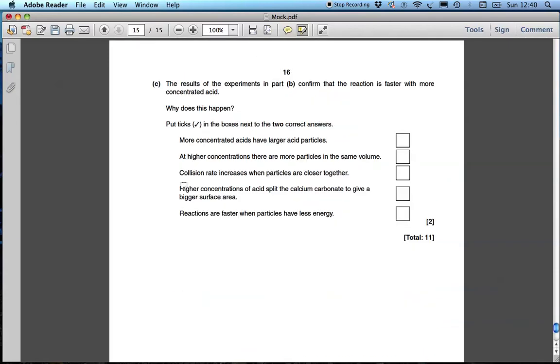And then our final question. The results of the experiments confirm that the reaction is faster with more concentrated acid. Why does that happen? The answers here were: at higher concentrations, there are more particles in the same volume. That is absolutely correct. If you have more concentrated acid, you have more particles in the same space. And finally, the collision rate increases when particles are closer together. If they're closer together, they are more likely to collide, so you will get an increase in your collision rate.